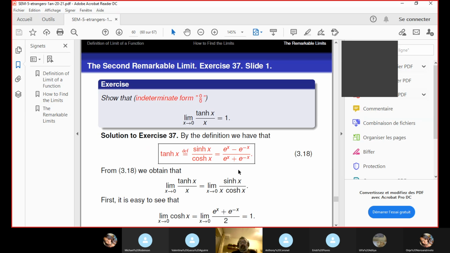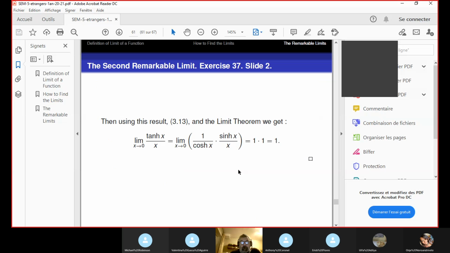This means, to see a remark, that if x goes to 0, the equivalent function for the hyperbolic tangent of x is x. That is, the behavior of this function as x goes to 0 is similar to the behavior of the function x as x goes to 0. Is it clear? Yes, it's clear.